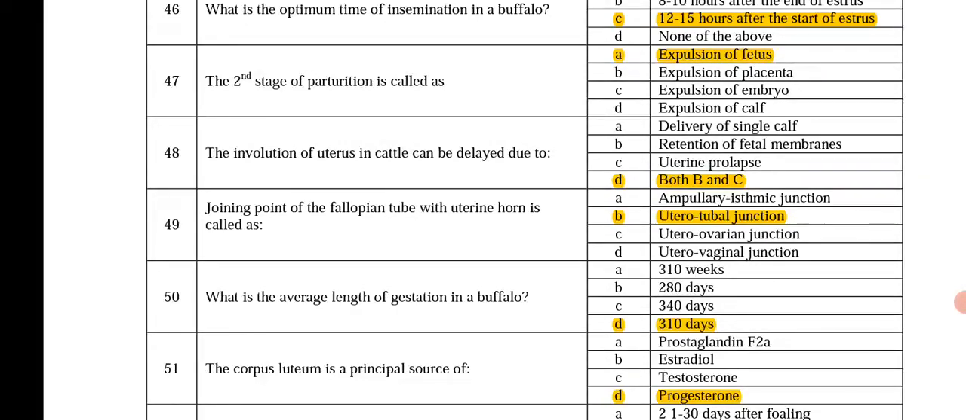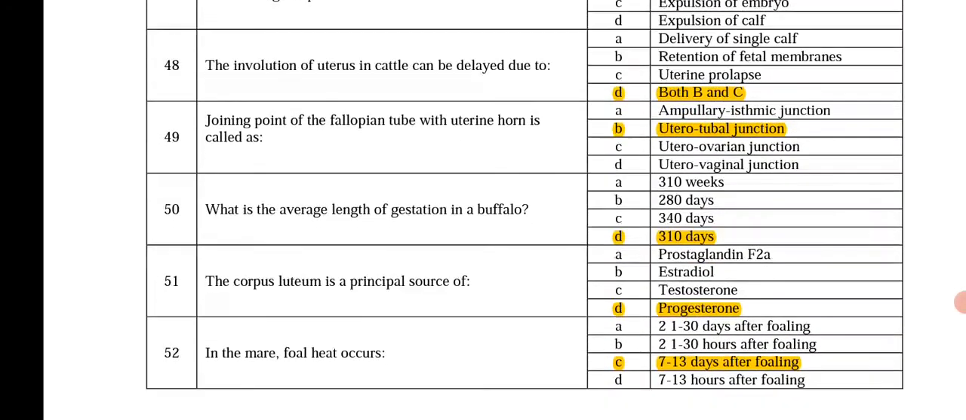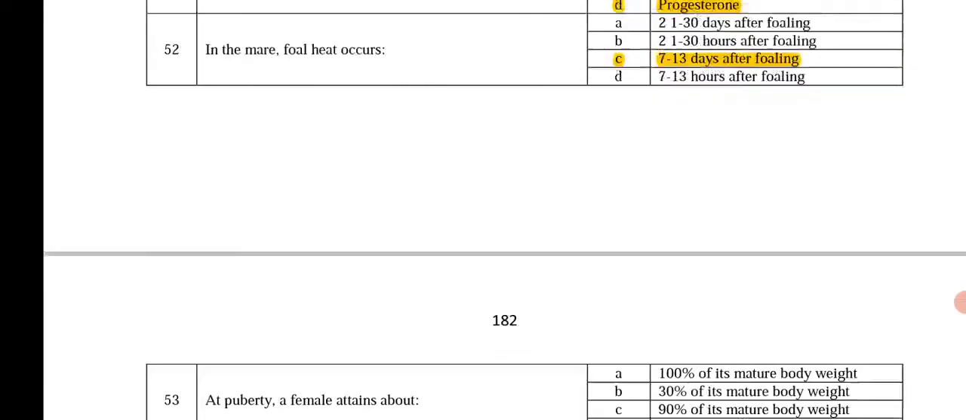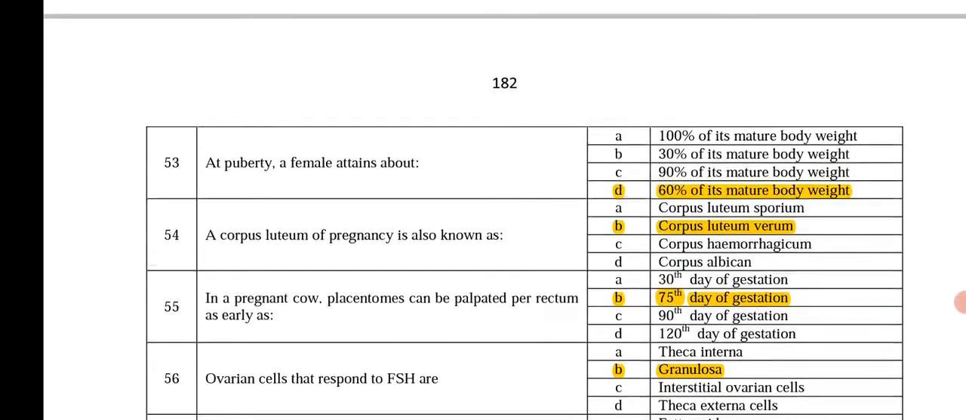Joining point of fallopian tube with uterine horn is called uterotubal junction. What is the average length of gestation in buffalo? 310 days. The corpus luteum is a principal source of progesterone. In the mare, foal heat occurs 7 to 13 days after foaling. At puberty, female attains about 60% of its mature body weight. A corpus luteum of pregnancy is also known as corpus luteum verum. In the pregnant cow, placentomes can be palpated per rectum as early as 75th day of gestation.